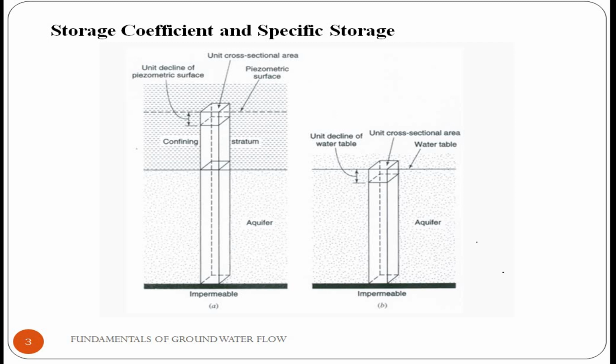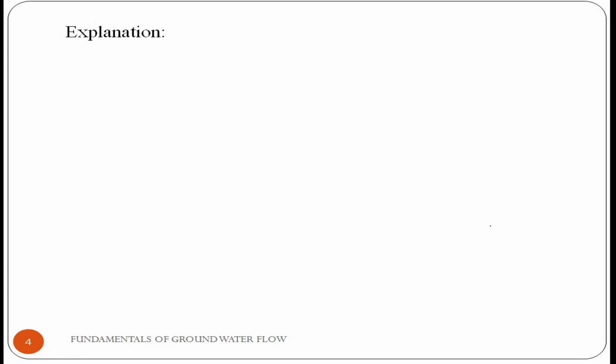Under artesian conditions, the coefficient of storage is given as S is equal to gamma W into b into alpha plus N beta.